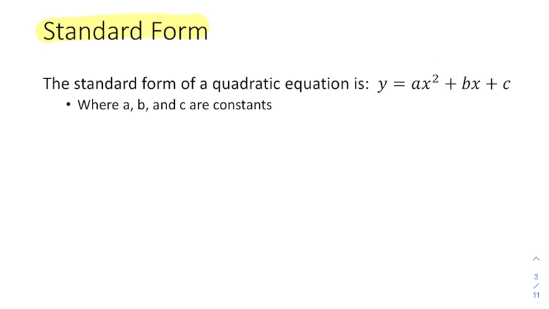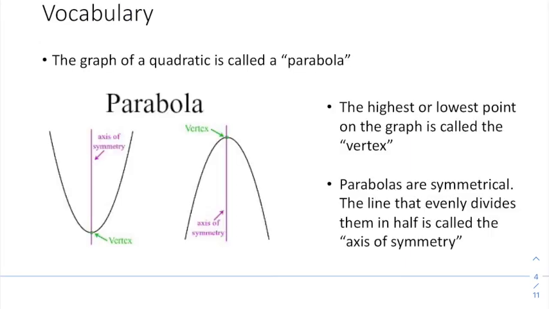We're going to be paying really close attention, similar to the quadratic formula, to the a, b, and c of this equation, also known as the coefficients. Now here's some new vocabulary. The graph of a quadratic is called a parabola. The parabola is this U shape.